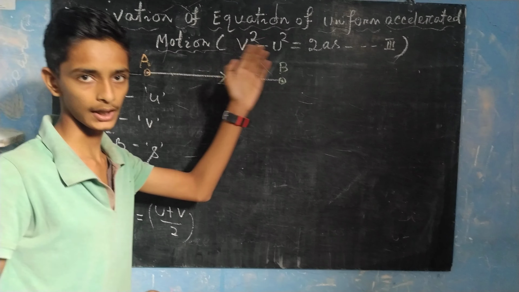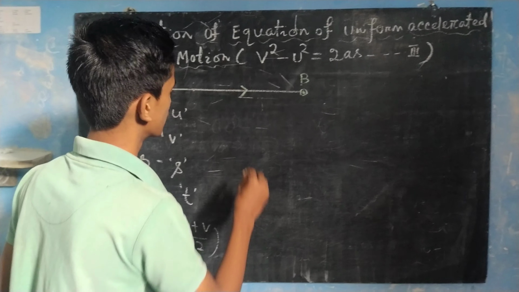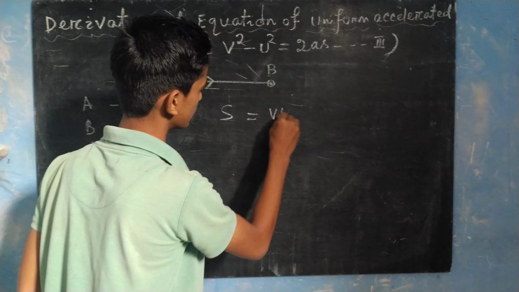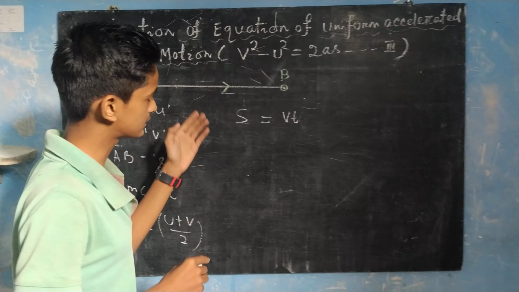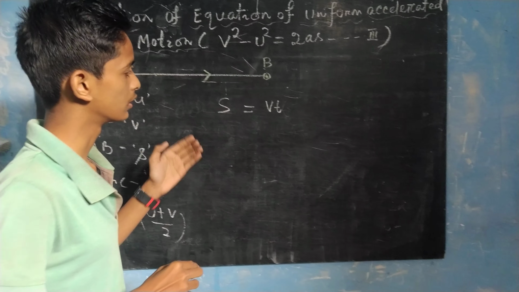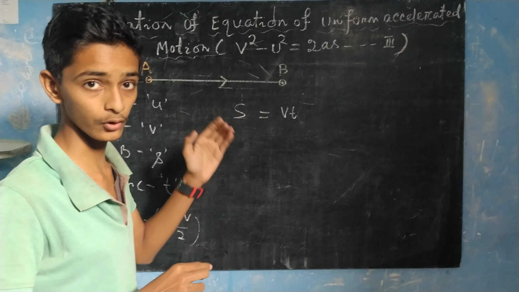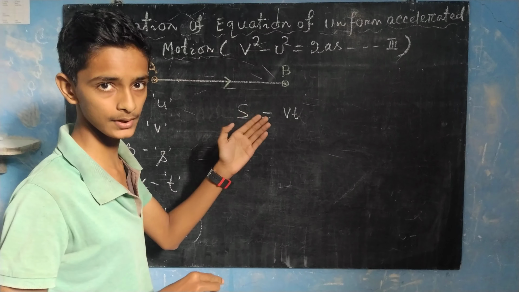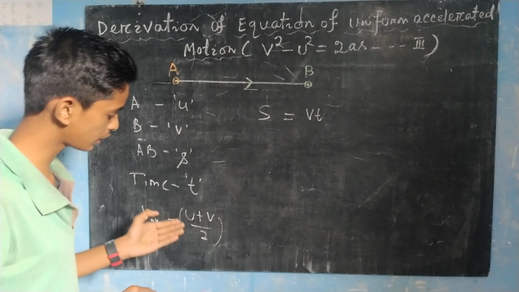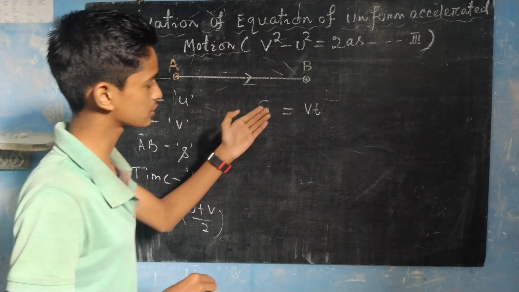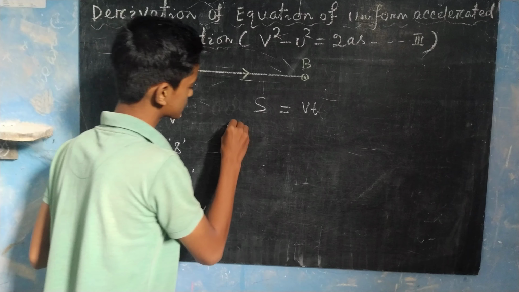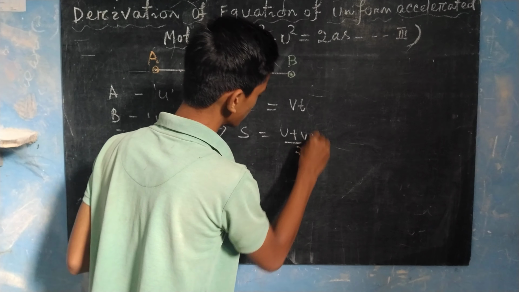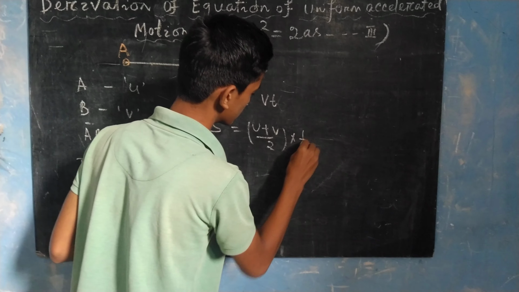Now let us derive the third equation of motion. Friends, all we know that s is equal to vt, means s, distance travelled, is equal to velocity and time, product of velocity and time. Here the velocity is average velocity. Here we got the formula of average velocity. Now here let us put the formula. Means s is equal to (u plus v) by 2 into t.